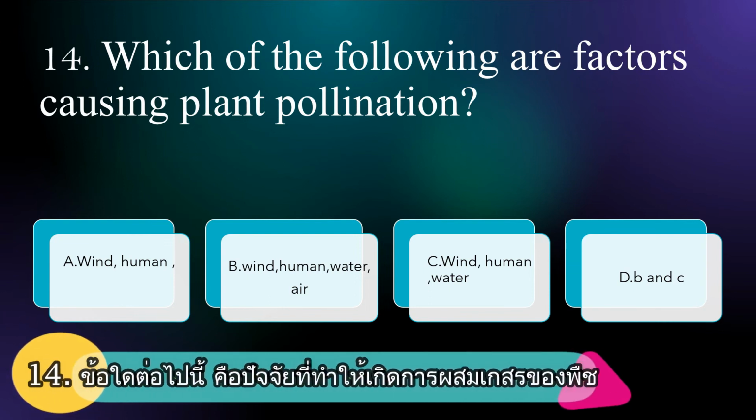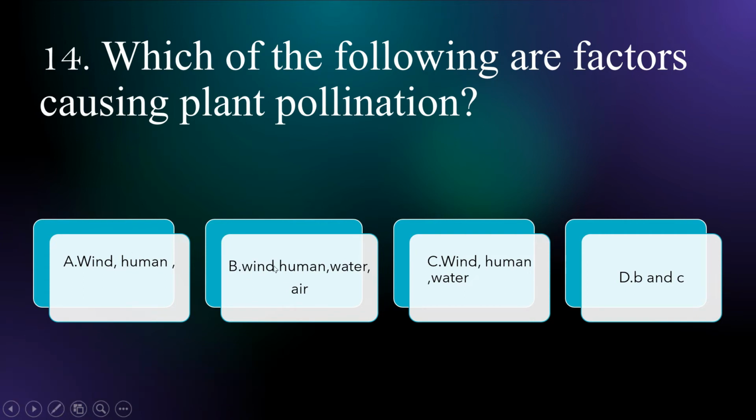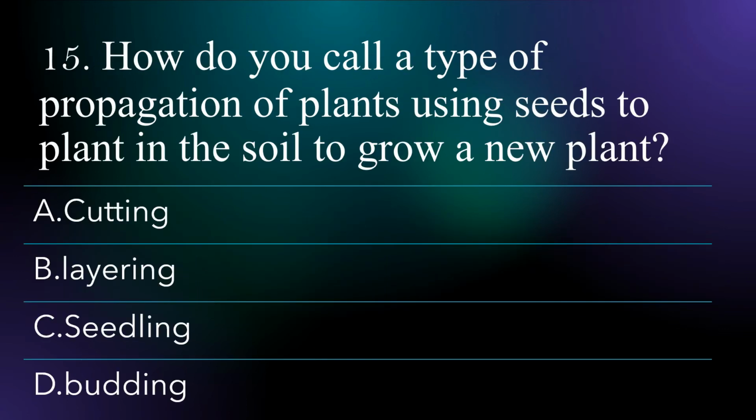14. Which of the following are factors causing plant pollination? Okay, plant pollination. A. Wind, human. B. Wind, human, water, air. C. Wind, human, water. D. B and C. What is the right answer? Answer only one. Okay, there is only one correct answer in every item, in every number.